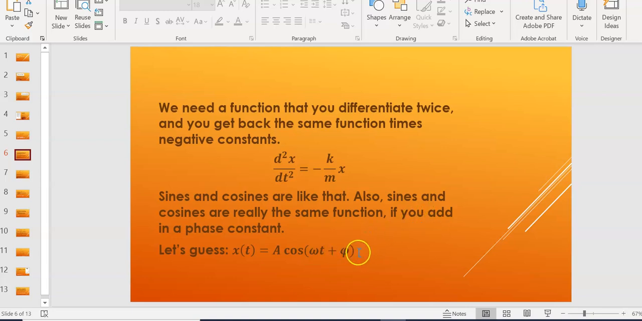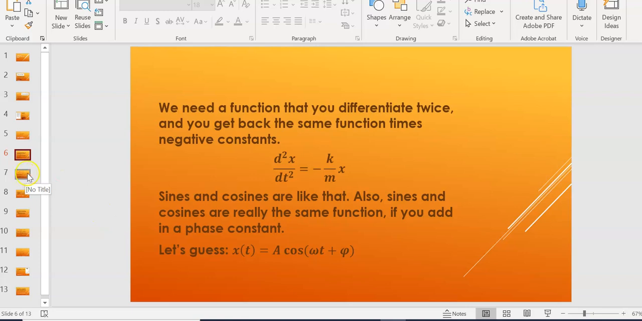Now, remember that if you have a sine or a cosine function, then you have your argument plus some phase constant right here. What that does is it just basically shifts your function left or right on your time axis, okay? So basically, when you started your clock at t equal to 0, where was it in that sine or cosine function? And if you think about it, sines and cosines are really the same function, just shifted left and right. So guessing a cosine function with a phase constant in it could really be the same thing as guessing a sine function, all right? So I'm just going to go with the cosine solution here. This is my guess, okay? Now just go with me on this guess for a second.